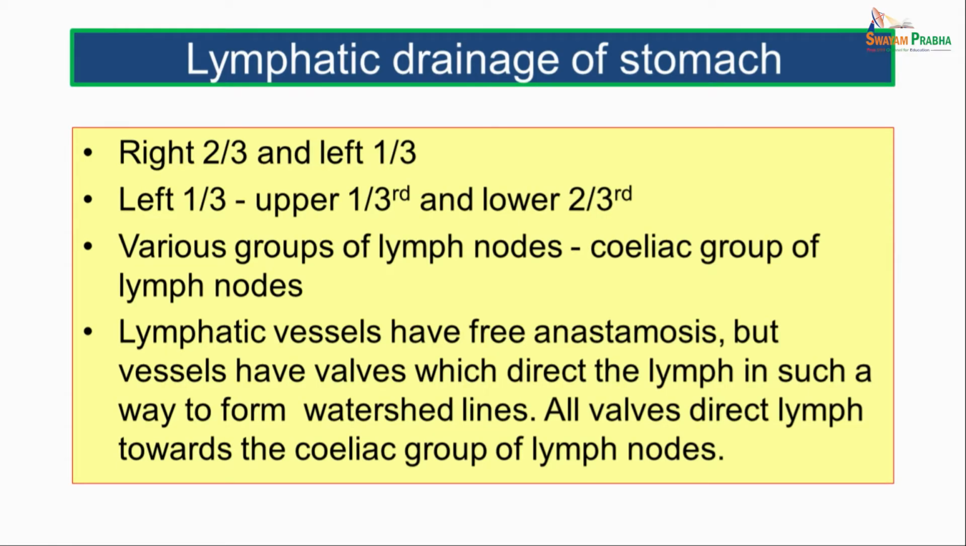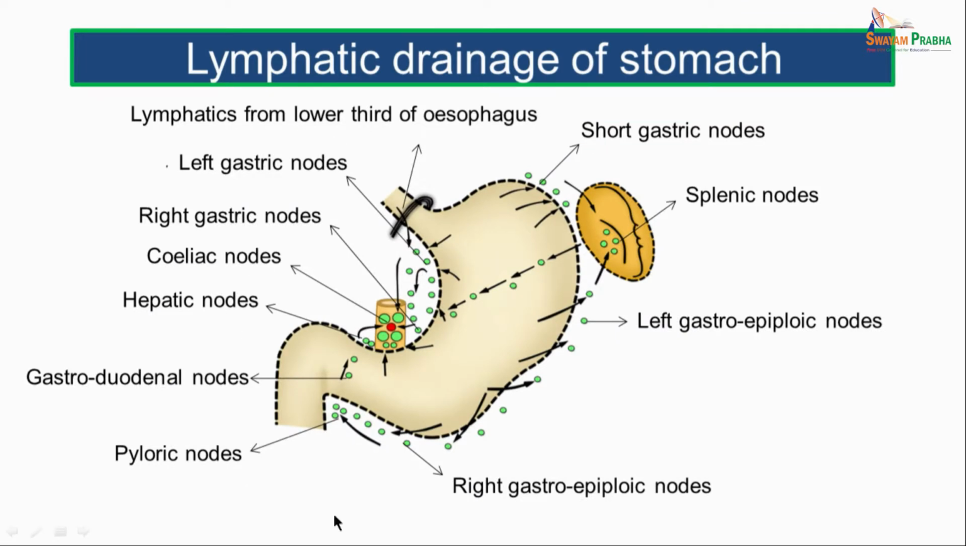These lymph vessels have free anastomosis, but the vessels have valves which direct the lymph in such a way as to form watershed lines. All valves direct the lymph towards the celiac group of lymph nodes. Now, let us see these various groups of lymph nodes. Around the fundus part of the stomach are the short gastric lymph nodes. These receive the lymph from the upper 1/3 of the left part of the stomach.